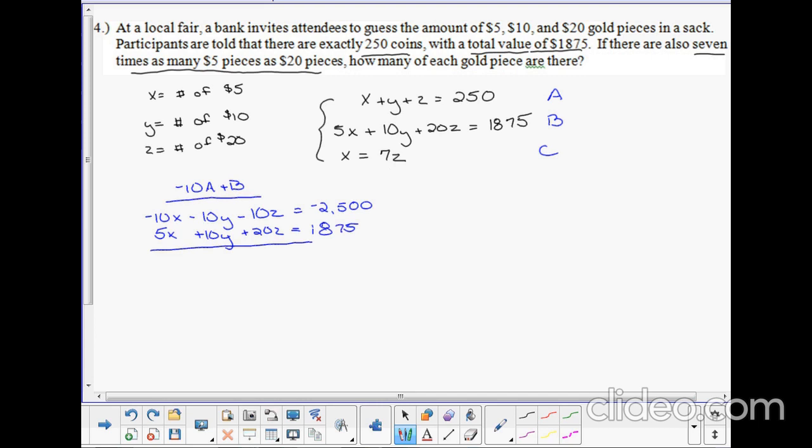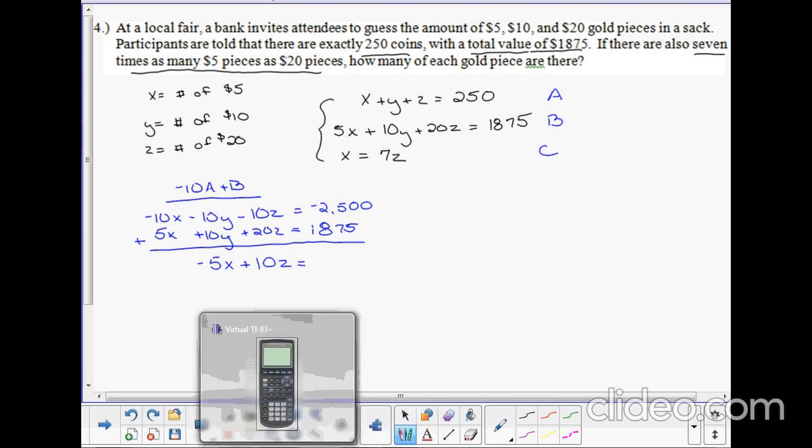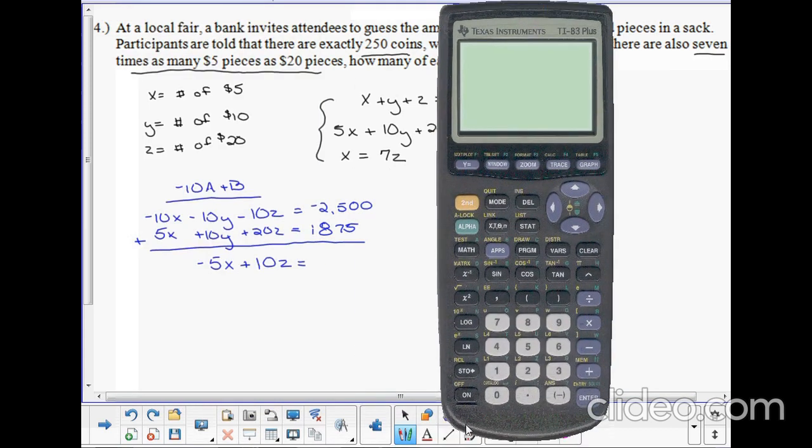So I'm going to go ahead and add these 2 equations together. This would give me a -5x. The y's would subtract out, plus 10z equal to, let's say -625, but let me double check that. -2500 plus 1875 would be -625.